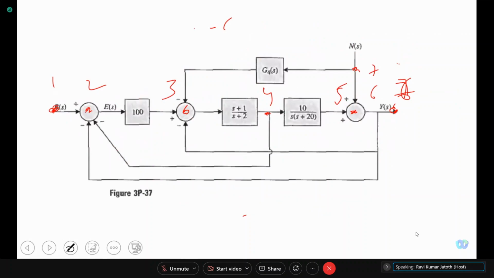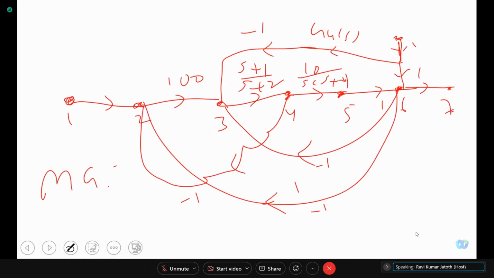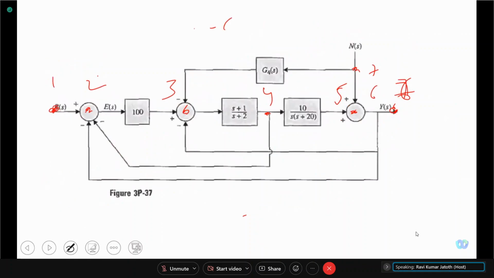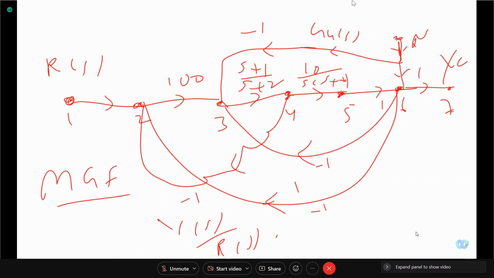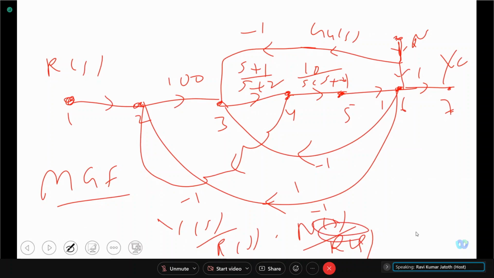So now instead of moving it here and there, once you convert it into a signal flow graph, you apply Mason's gain formula and find it out. Here you have input R of S and output Y of S. So you can find out the transfer function Y of S by R of S, or if it is asked, the transfer function with N of S, Y of S by N of S, I'm sorry. Now the output is changing due to this particular noise, and you can do the analysis and find it.